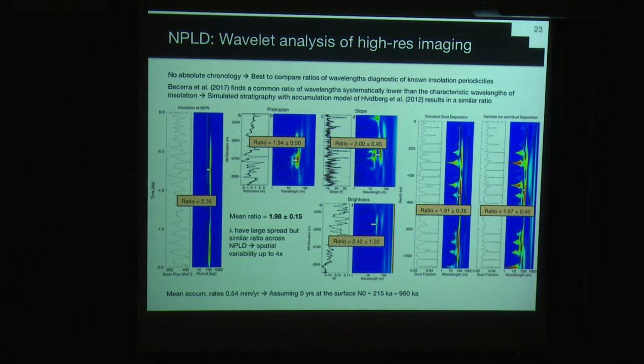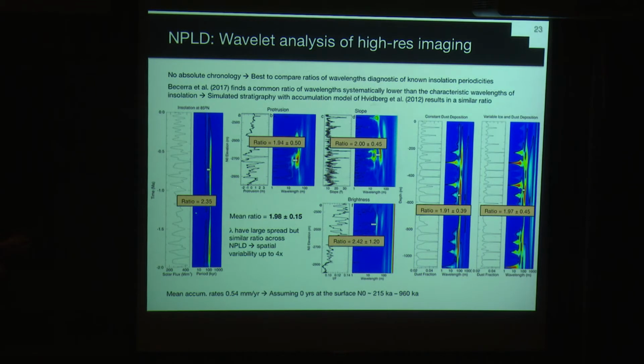Okay, so as far as wavelet analysis, as far as signal analysis of this high-resolution imaging, some of the latest results we published in a paper earlier this year. We tried to get at the problem of the lack of absolute chronology by looking at, instead of one wavelength and trying to compare that to one periodicity, ratios of wavelengths that can be more diagnostic of the known insolation periodicities. And so, kind of running short on time here, so I'm going to try and go quickly through this.